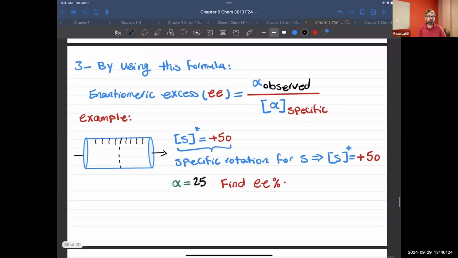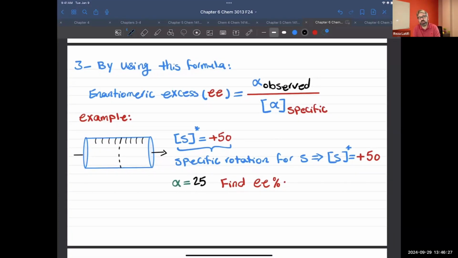Okay. Now, the third method: say they gave you the observed rotation and they gave you the specific rotation for one enantiomer. For example, they say we have an S enantiomer. They gave me the rotation for it. The specific rotation for the S configuration, it says, is plus 50.